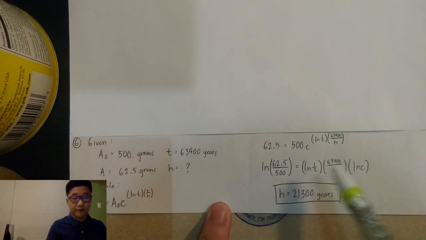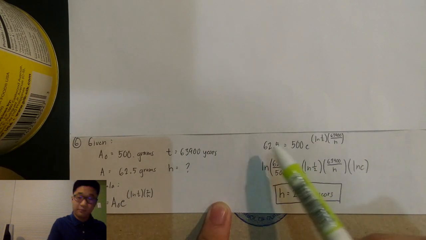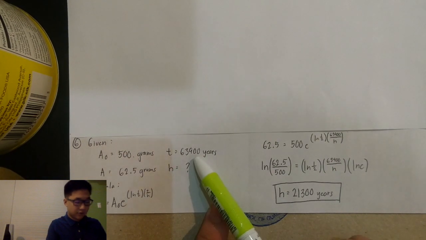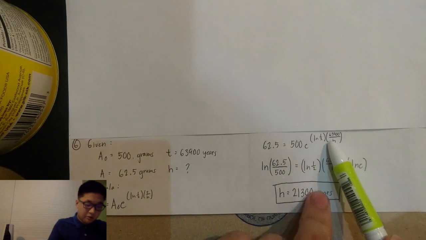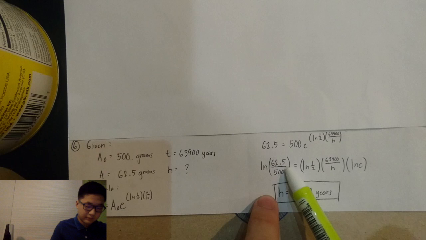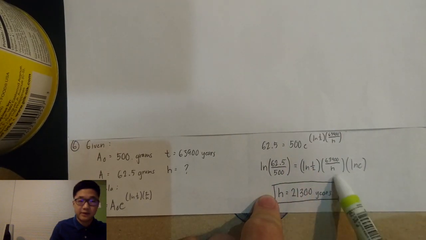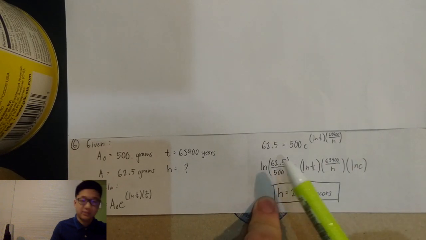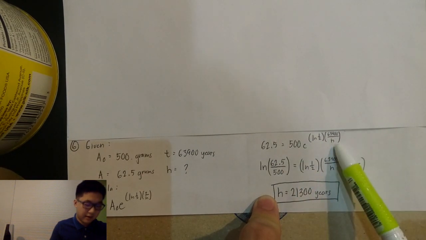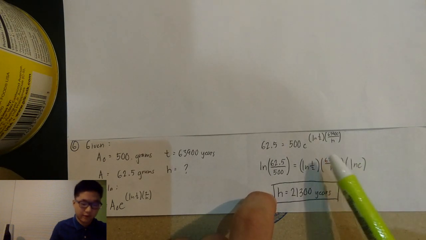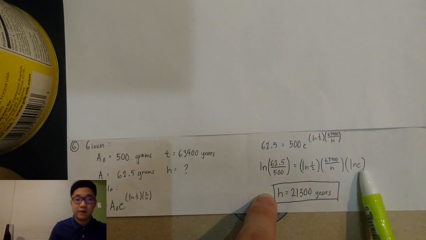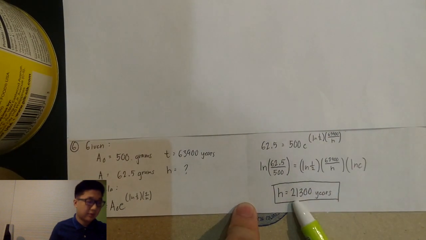So what we do now is we plug in the values. So 500, we put it here. 62.5, we put it there. Then 63,900, we put it here. So what we do again is we first divide 62.5 by 500. Then we take the ln of both sides. Again, if you take the ln of both sides, one property is that you can bring down the power. So ln of 62.5 divided by 500 is equal to ln of 1/2 from here. We bring it down here, and we have 63,900 over h times ln e, and we know for a fact that ln e is equal to 1. So using our handy calculator, the answer would be 21,300 years.